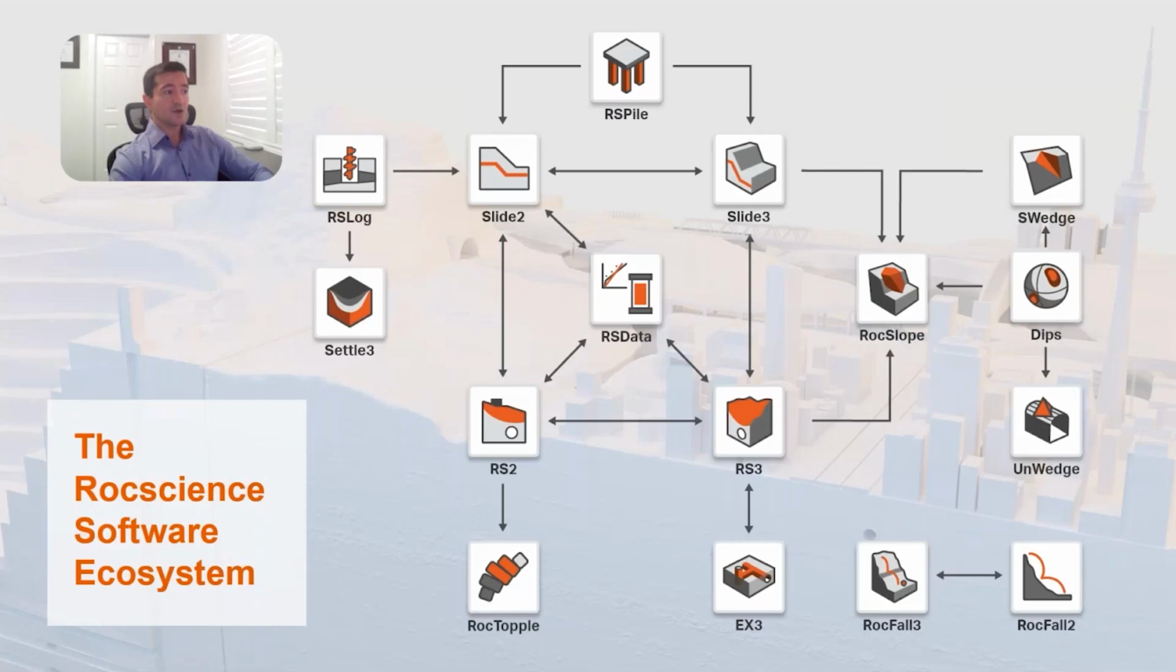What we have in Rocscience is a software ecosystem. Our software tools can talk to each other. So for example, if you are making a model for slope stability in Slide2, you can just drag and drop it into RS2 and run a finite element analysis. If you are calibrating your material properties in RSData, you can import those calibrated properties into other tools and run more meaningful analysis using them.